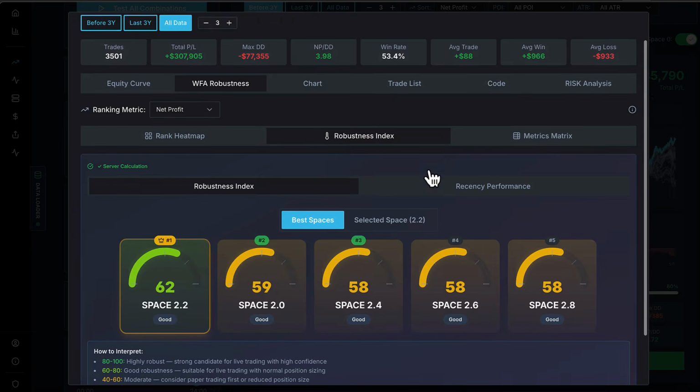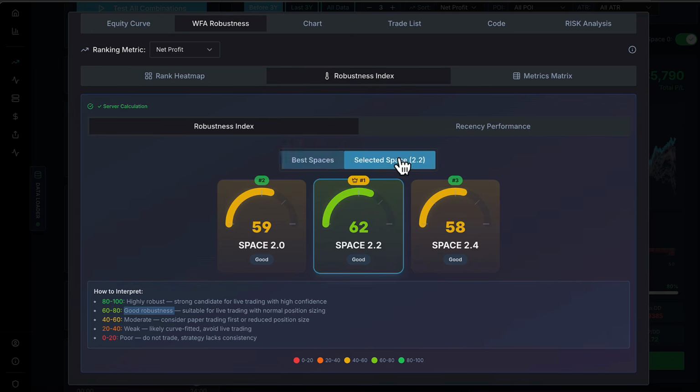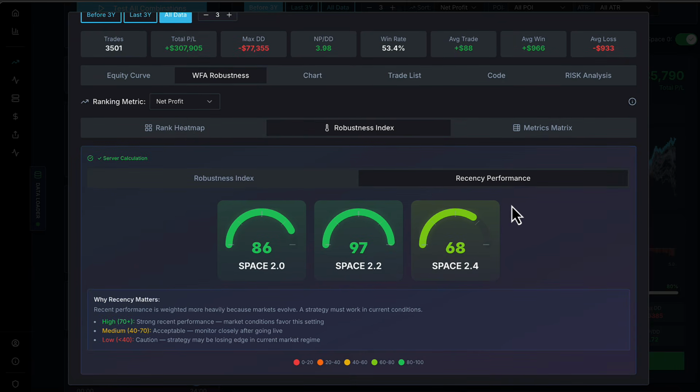So let's check the robustness index. If we have a look, space 2.2 is not the highest, it's just 62%, but it's still good robustness. And if we check selected neighbor values, 2 and 2.0 are actually orange, moderate, but we're very close to 60%. Here we miss 1 point and 2 percentage points. Otherwise, we would be close to good robustness. So it's not the best model, not the most robust model, but still quite all right with very, very good recent performance.